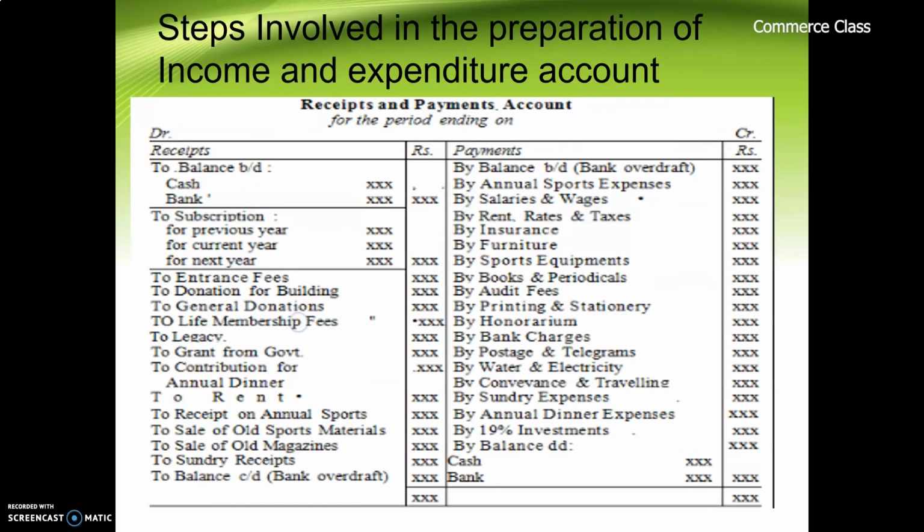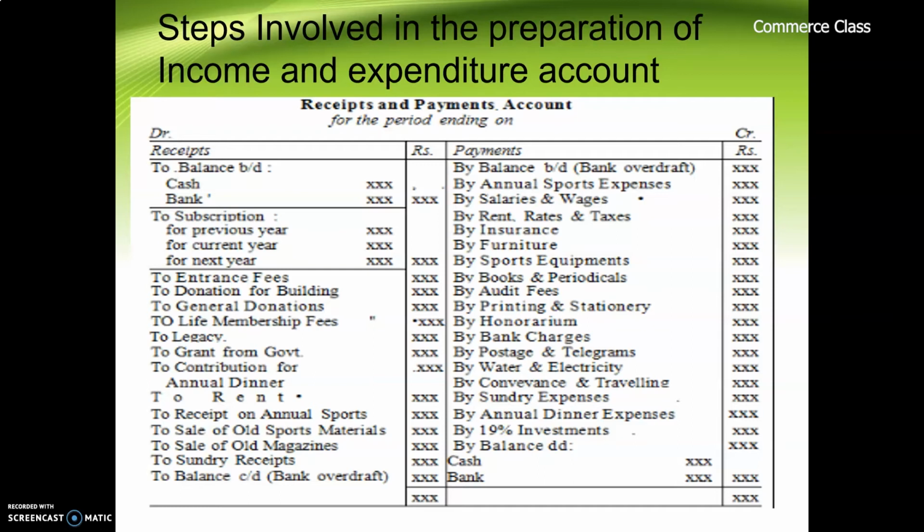Let us now list the steps to be followed for preparing the income and expenditure account from the receipt and payment account. On your screen, there is a receipt and payment account example given, and more or less all the items that appear in the receipt and payment account are appearing here. So how do we make an income and expenditure account using this receipt and payment account? The steps are as follows. Go through the receipt side for ascertaining all items of income and the payment side for all items of expenses or losses. Kindly go through both the sides.